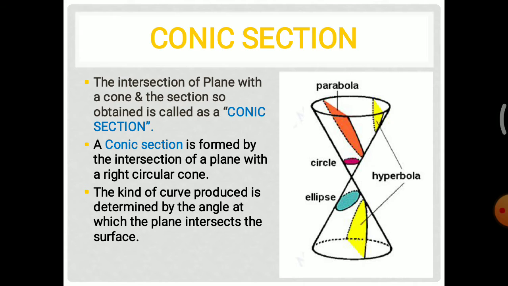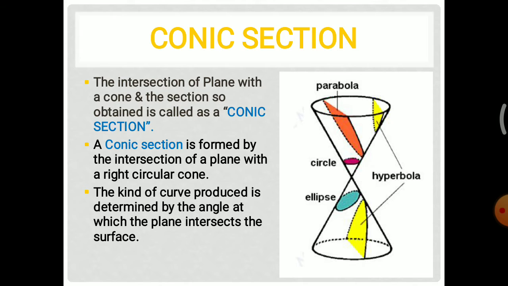So going to the introduction of conic section, basically what is a conic section? The conic section is the intersection of a plane with a cone, and the section so obtained is called a conic section. On the right side picture you can see a hyperbola in the yellowish color, a parabola in the orange color, a circle in the dark maroon or pink color, and an ellipse in the pale blue color. So these are the different types of curves obtained in the conic sections.